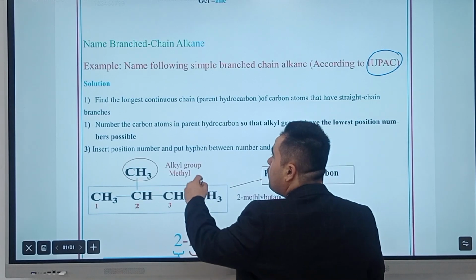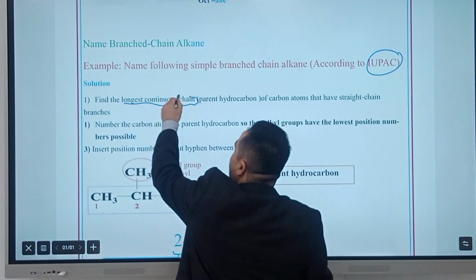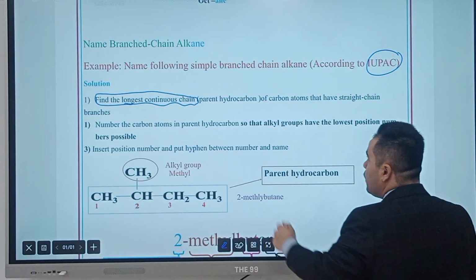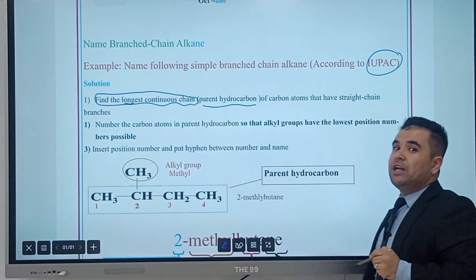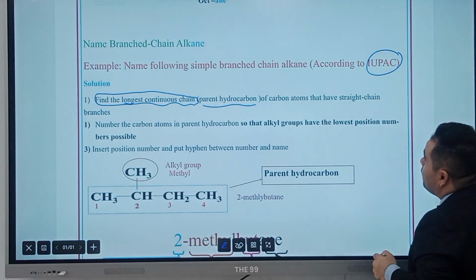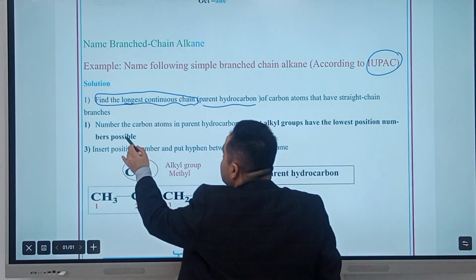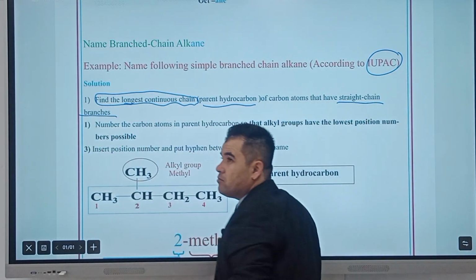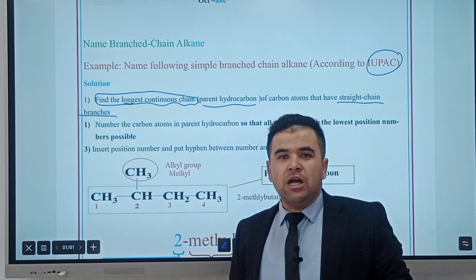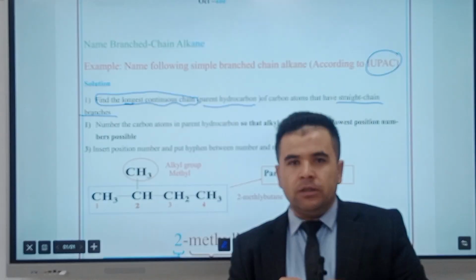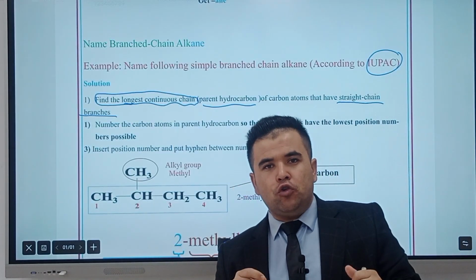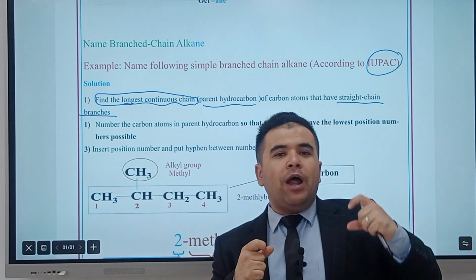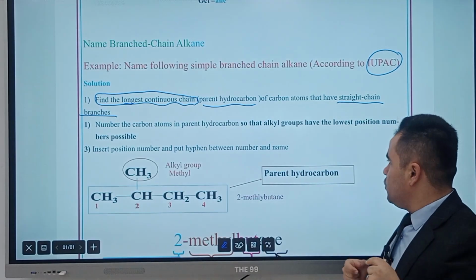So first of all, find the longest continuous chain. You have to determine it. We call the longest continuous chain the parent hydrocarbon, or the parent chain of carbons. And the longest continuous chain must have straight chain branches. We will provide examples. Sometimes you select the longest continuous chain, but that selection is incorrect because of having a branched branch, not a straight branch.